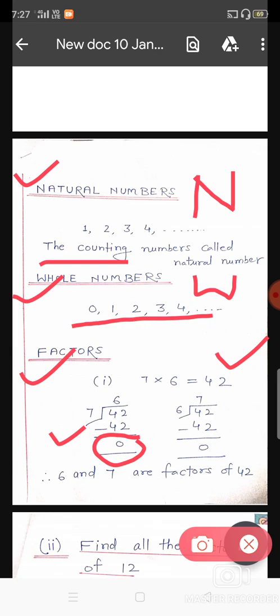Similarly in the second one, 42 divided by 6. 6 sevens are 42. What is the remainder? 0. Again you are getting 0. It means 6 is also a factor of 42. So 7 and 6 are factors of 42. What are factors? Factors can divide the given number exactly. Right? Okay, let's move to next.